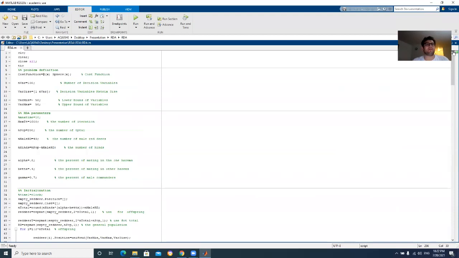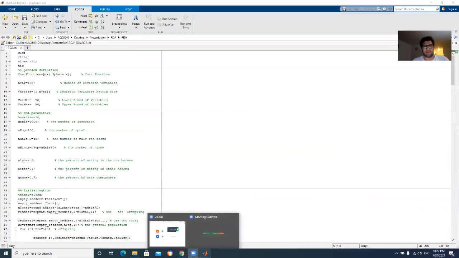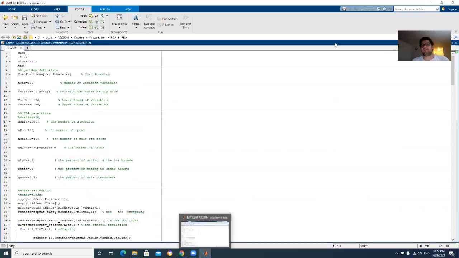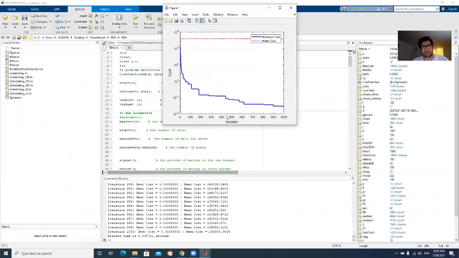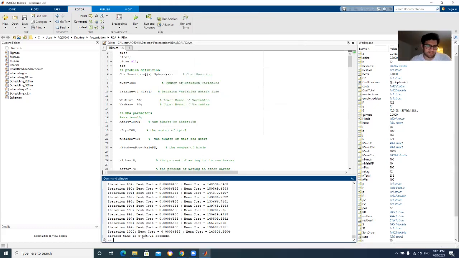So let me run this code. As you can see, it works and it completely solved this complex optimization problem. It is also very powerful, over 100,000 iterations. It found a very good optimal solution.